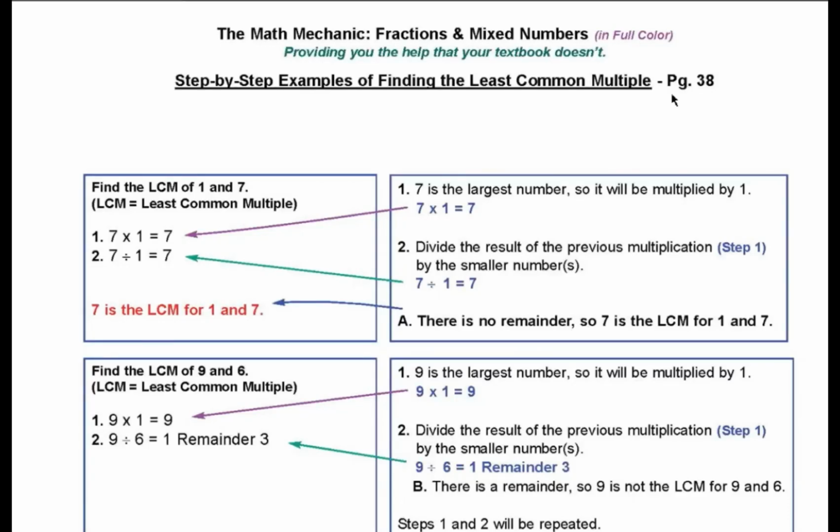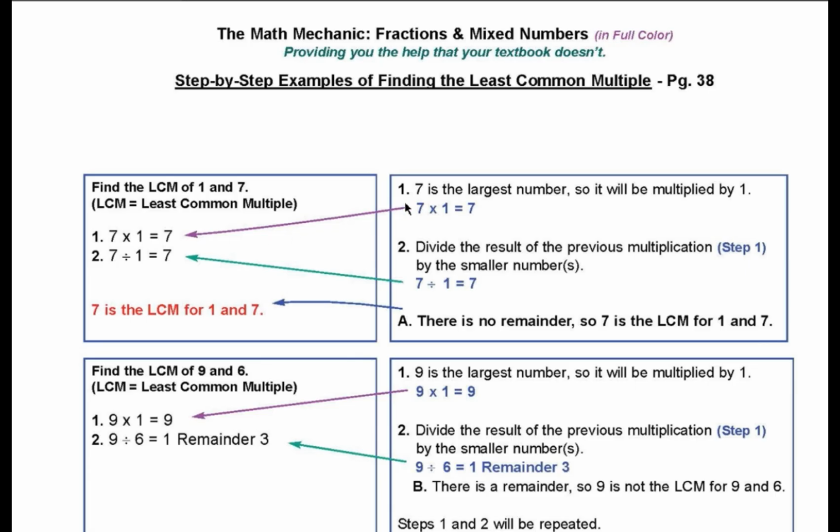This is from page 38 of the Math Mechanic Fractions and Mixed Numbers edition. Step-by-step examples of finding the least common multiple. In this example, we are going to find the least common multiple of 1 and 7. Keep in mind that the least common multiple can also be called the LCM.